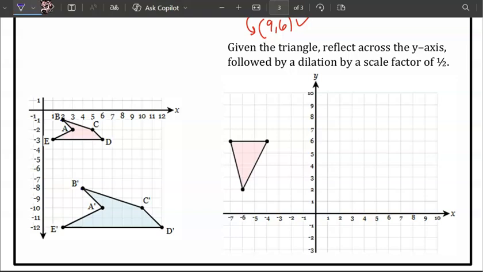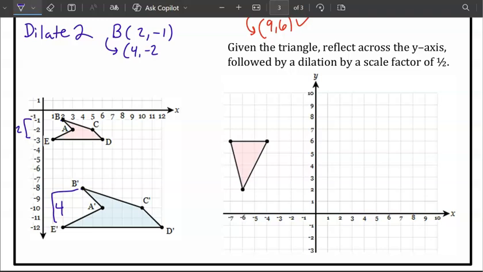For this one, it looks like we're going to have a larger image at the end. This one has a distance of 2, and this one has a distance now of 4. We just say we're going to dilate it by 2, and then we're going to have some kind of translation. If we multiply B, for example, 2, -1 by 2, we would get 4, -2.